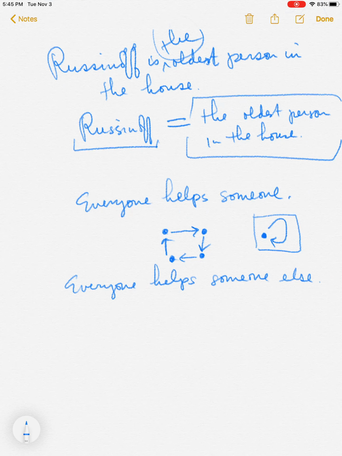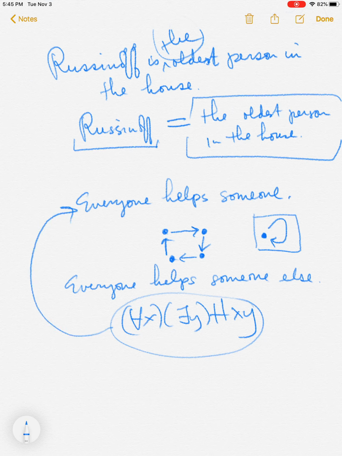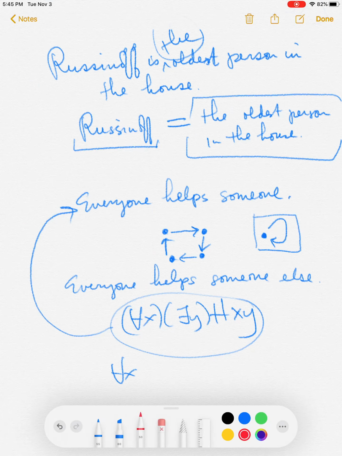Well, it's not going to be for all x, there exists a y, h, x, y, because that just says everyone helps someone. And it could be that there's one thing in the universe who helps himself. Okay, so what do we have to add? For all x, there exists a y such that x helps y. And by the way, note how I don't have any parentheses around this. That was a confusion that a number of people have in the quiz, just a syntactic thing. You don't need parentheses around that.